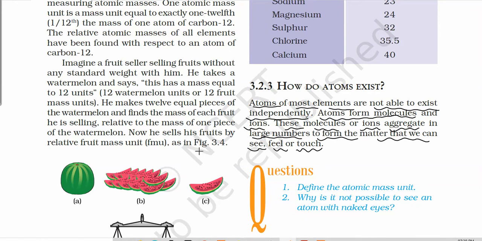Hence, for the individual existence of atoms, it is necessary for them to combine with other atoms to form molecules, or to be present in ion form. These molecules or ions aggregate with each other, joining together to form the large forms of matter present around us, which we can see, feel, or touch. Hence atoms exist in the form of matter.